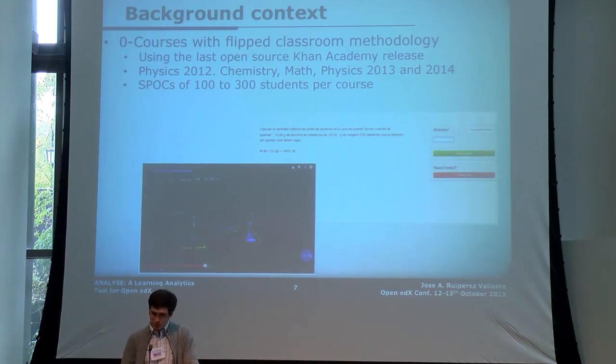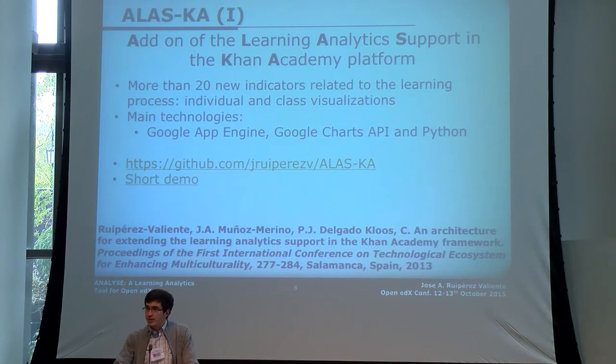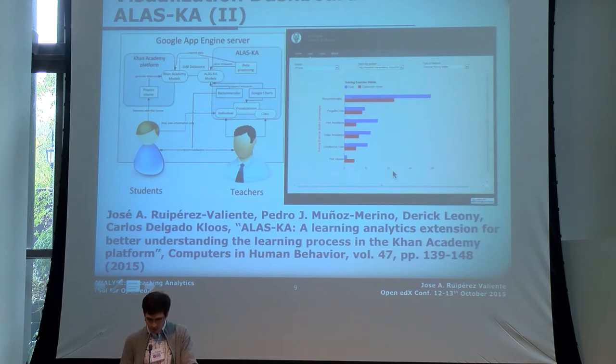So in this context, we decided to implement Alaska, which is another visualization dashboard. It provided 20 new visualizations for Khan Academy, some of which were very interesting about behaviors of students, such as efficiency, and more complex behaviors, such as whether a student is avoiding hints or avoiding watching videos, and things of the sort. This is also open source. This is a short demo here in case anyone wants to check.